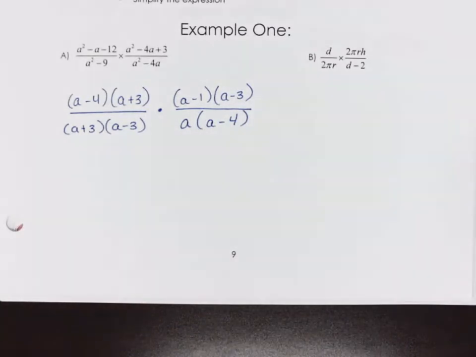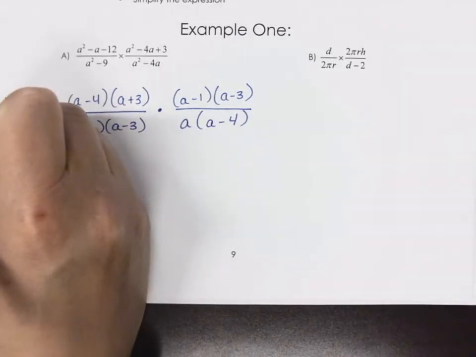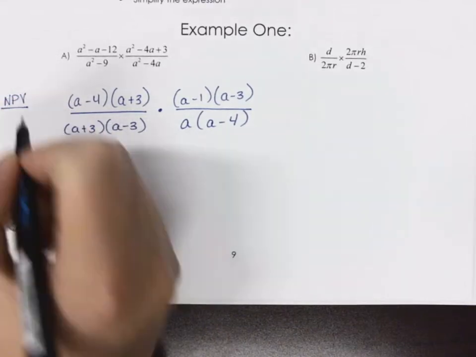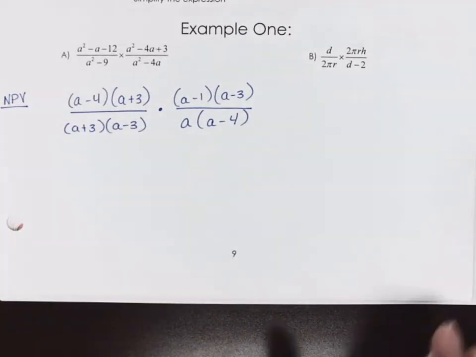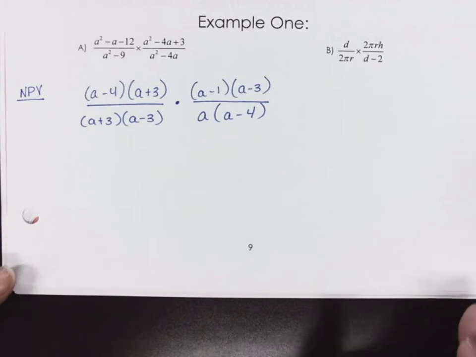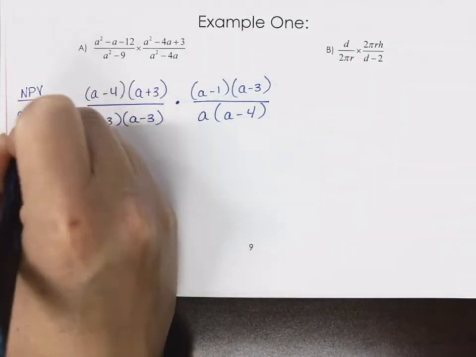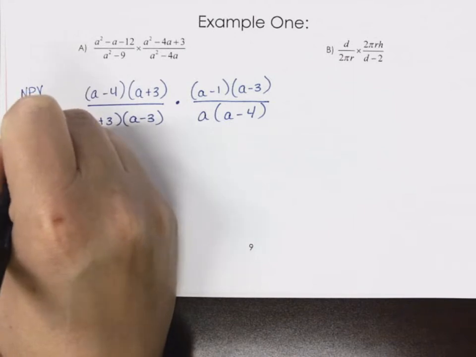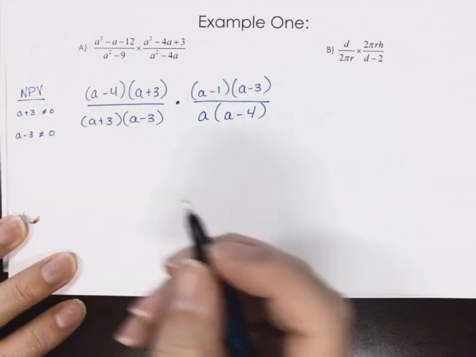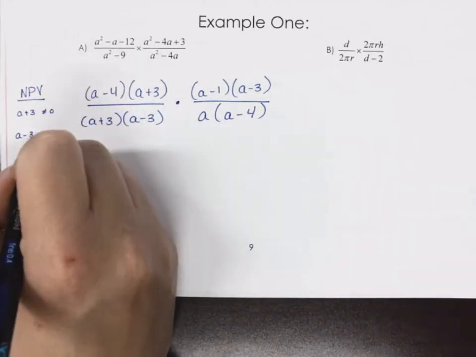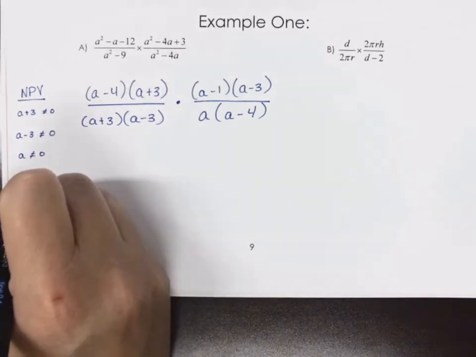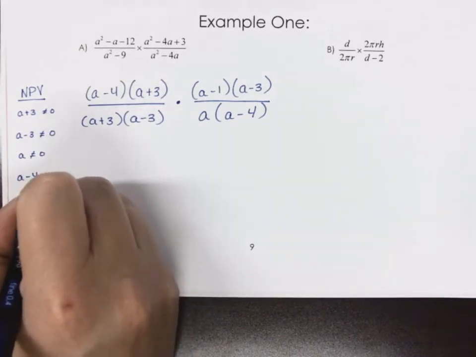All right. So before we start simplifying or canceling anything out, what we're going to do is our non-permissible values. Okay, so we're looking at denominators only. So we're going to have a plus 3 cannot equal 0, a minus 3 cannot equal 0, a cannot equal 0, and a minus 4 cannot equal 0.